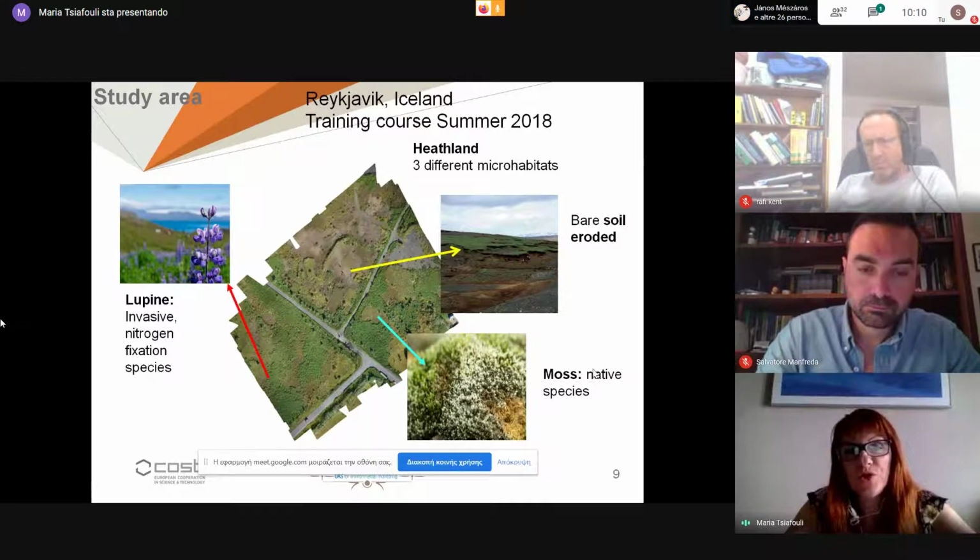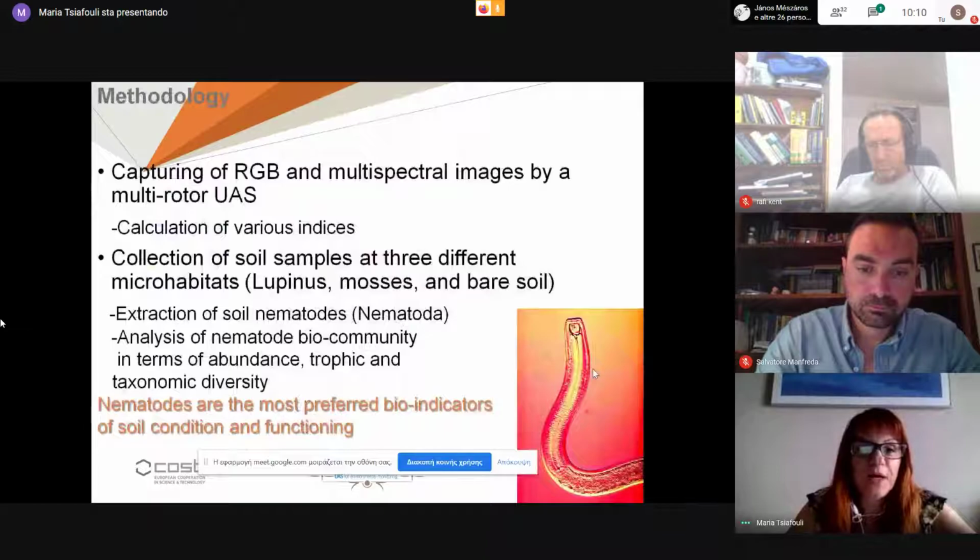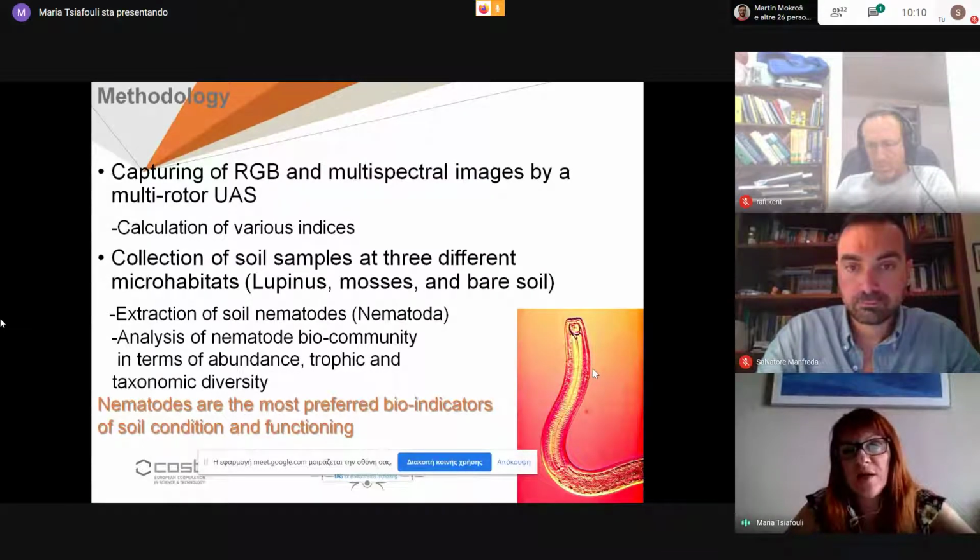So the methodology actually had 2 parts. The first part was the capturing of RGB and multispectral images by multi-rotor UAS, which was done during the training course. And we then calculated the various indices from this data. And the second part was the collection of soil samples at those 3 different microhabitats.